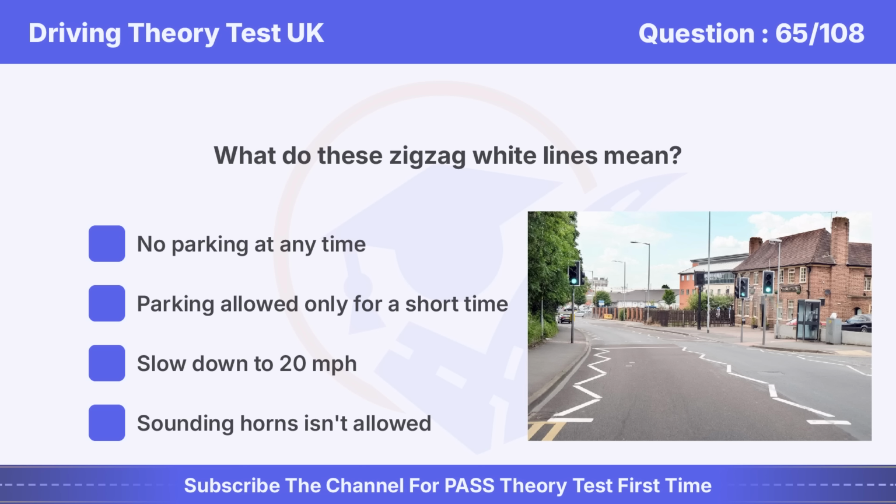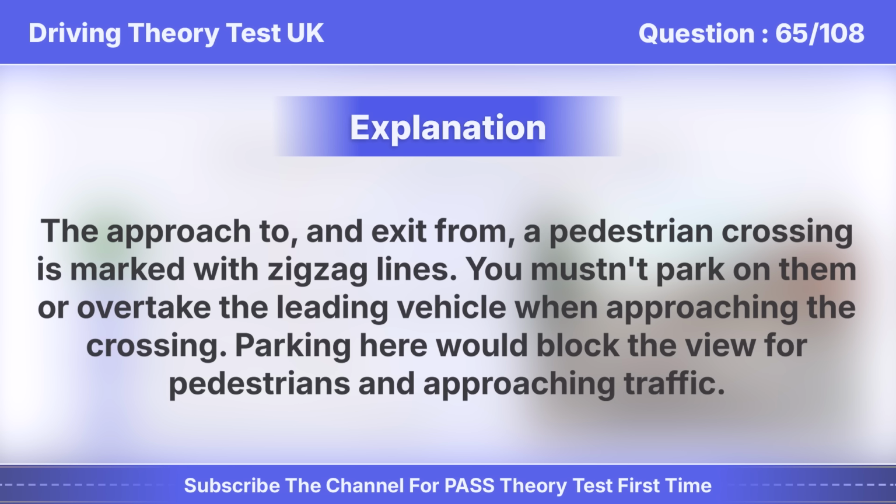Question 65. What do these zigzag white lines mean? Answer is A. No parking at any time. The approach to, and exit from, a pedestrian crossing is marked with zigzag lines. You mustn't park on them or overtake the leading vehicle when approaching the crossing. Parking here would block the view for pedestrians and approaching traffic.